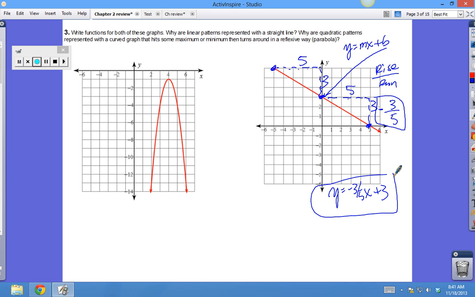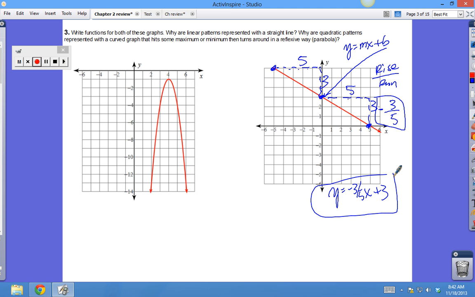Why is a linear represented with a straight line? Because your change is constant. Each time you go over 5, you're going to go down 3. Over 5, down 3. Over 5, down 3. Your change never changes. It's going to be constant. Okay, let's look at the quadratic.